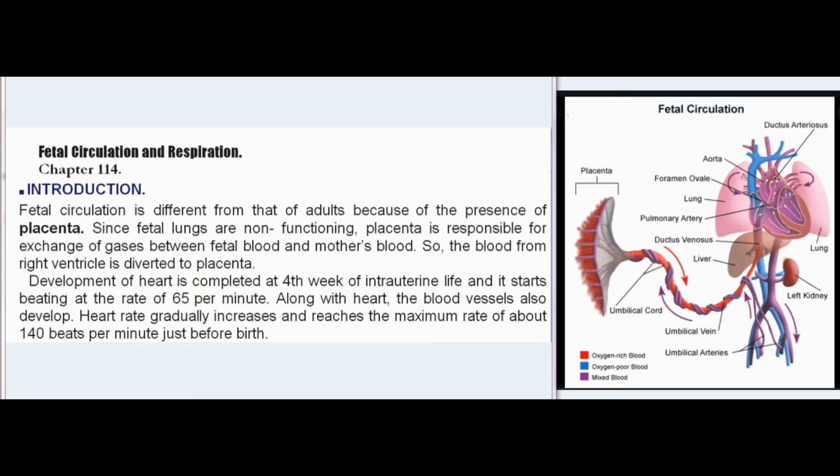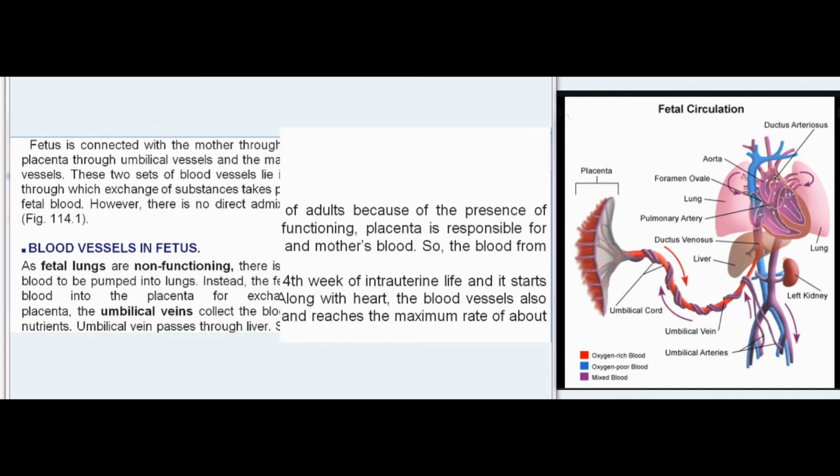Development of heart is completed at 4th week of intrauterine life and it starts beating at the rate of 65 per minute. Along with heart, the blood vessels also develop. Heart rate gradually increases and reaches the maximum rate of about 140 beats per minute just before birth.